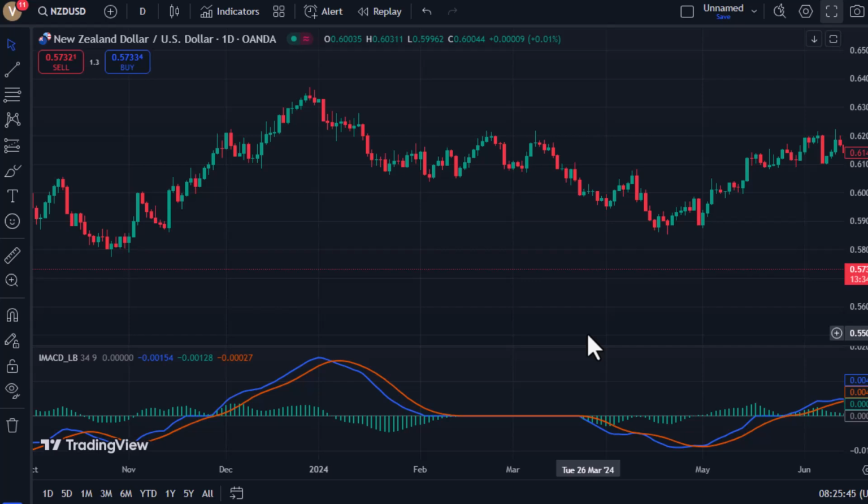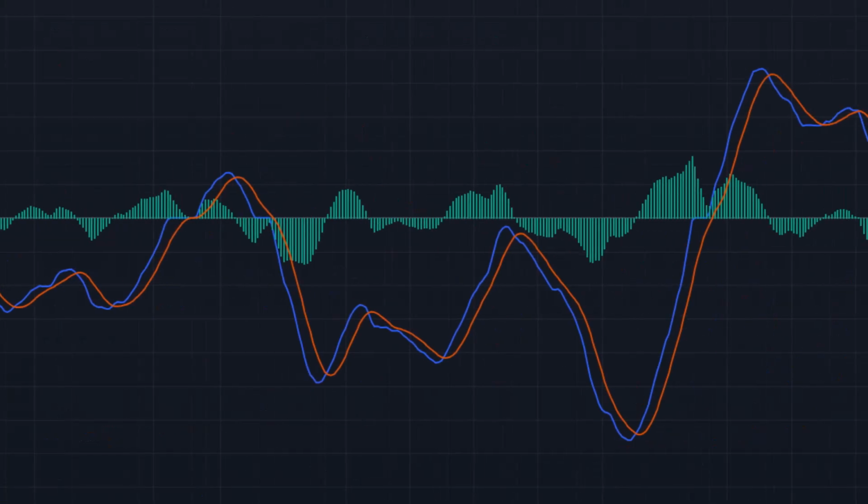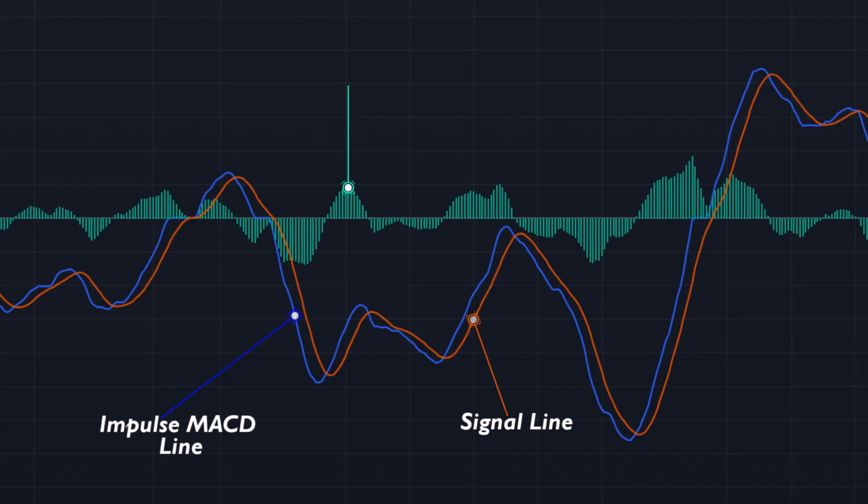Now let's take a look at each part of this indicator. So similar to the normal MACD, this indicator also has 4 components. First, we have this blue line called the Impulse MACD line. Next, we have this orange line called the signal line. Furthermore, we have the histogram, and finally, we have the middle line.